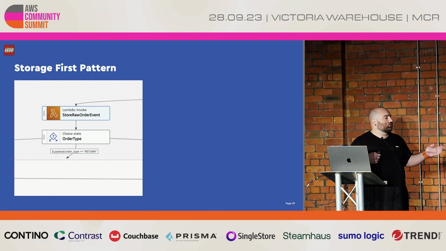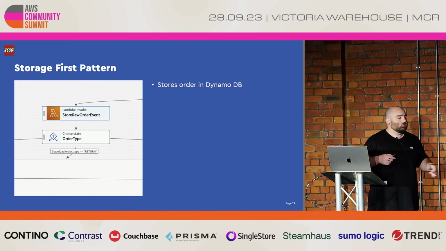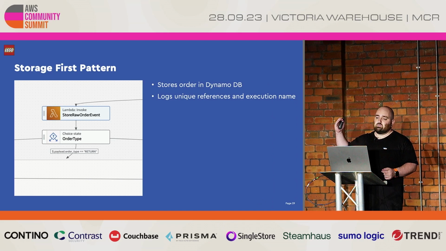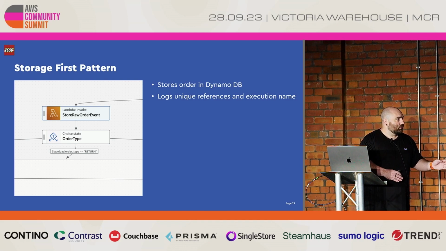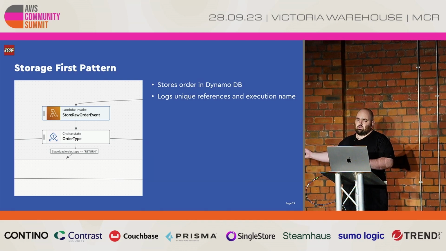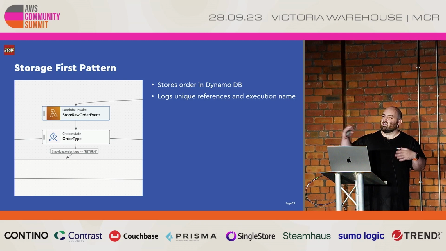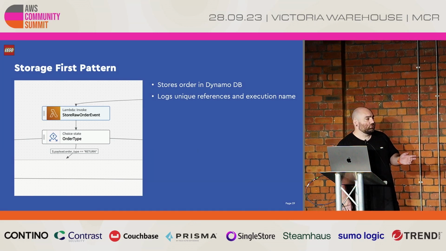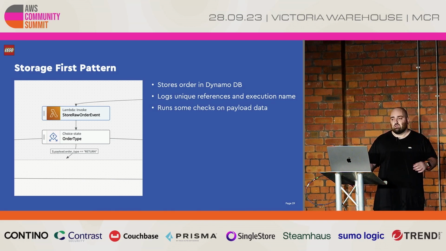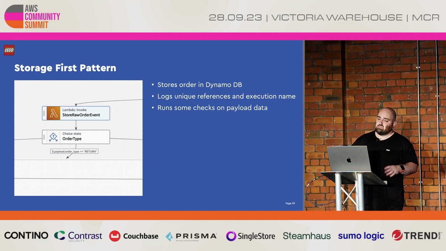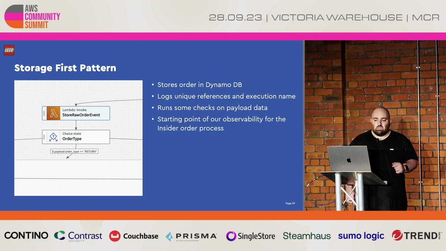The first thing that we'll do within this step function is store the order in DynamoDB. We'll store the full raw order, we'll log the unique references, and we'll take note of the execution name of the step function execution, so we can go back, look through our logs, and find it if there are any errors or anything like that. It will also run a few checks on the payload data, and obviously if it detects any errors, it'll send it down to the error handler. And it forms the starting point of our observability for the insider order process once it's running through here.